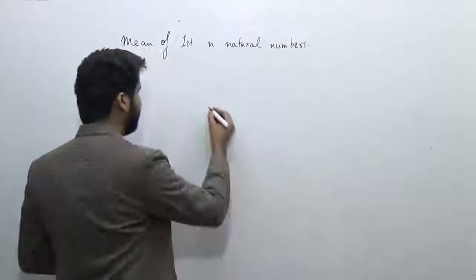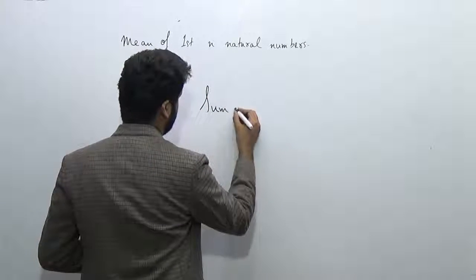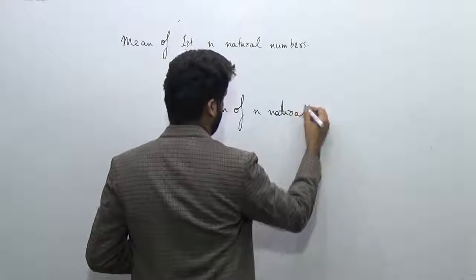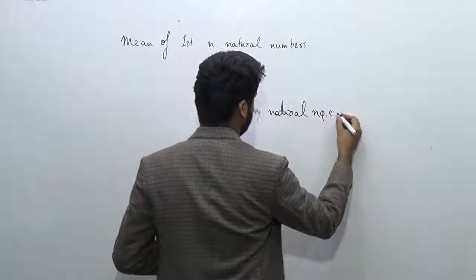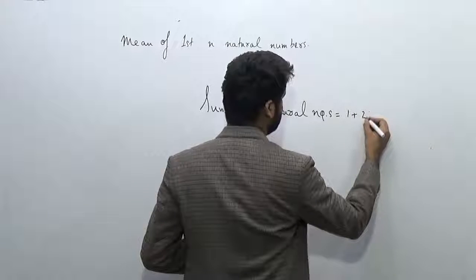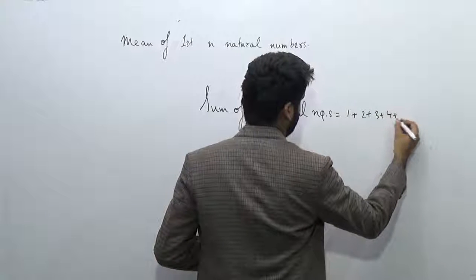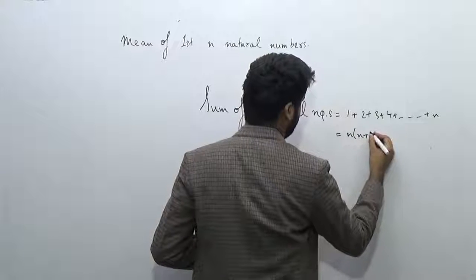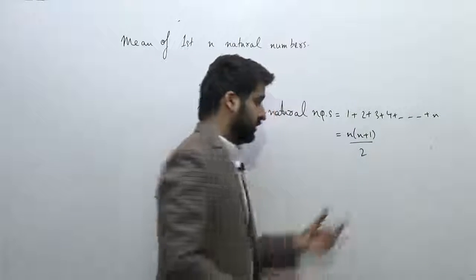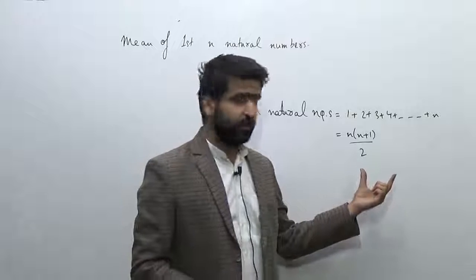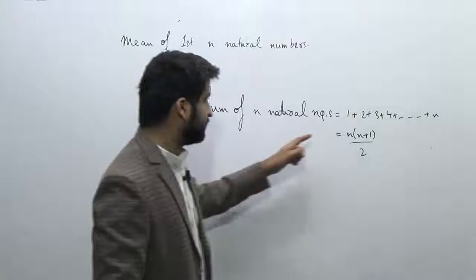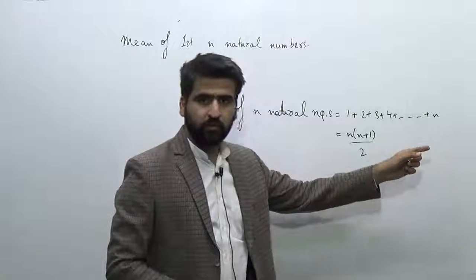So first of all we'll find out the sum of n natural numbers, and you can see that 1 plus 2 plus 3 plus 4, this is equal to the sum of n natural numbers, which is further equal to n into n plus 1 by 2. You must remember this result from the special series, right? This is the sum of first n natural numbers, okay?